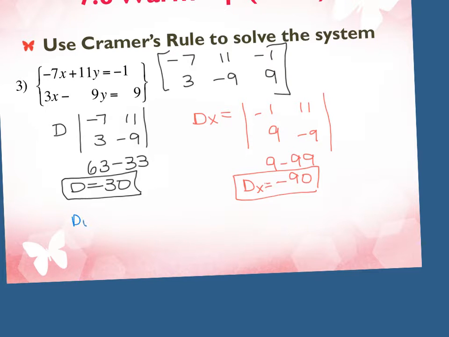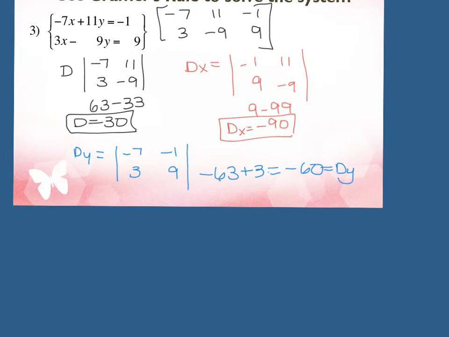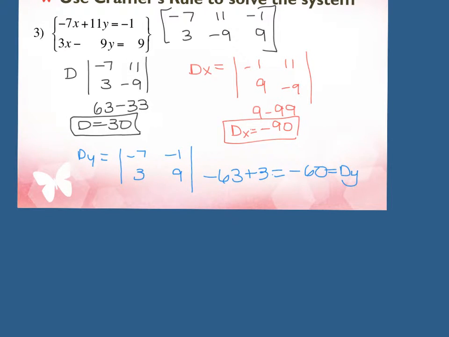And then d sub y, take out the y's this time. So the x's stay, and the y's get replaced with the constants. Negative 63 minus a negative 3 becomes plus 3, negative 60. And then you want to put the d sub x over d, negative 90 over 30, which is negative 3, and y, negative 60 over d, which is negative 2.